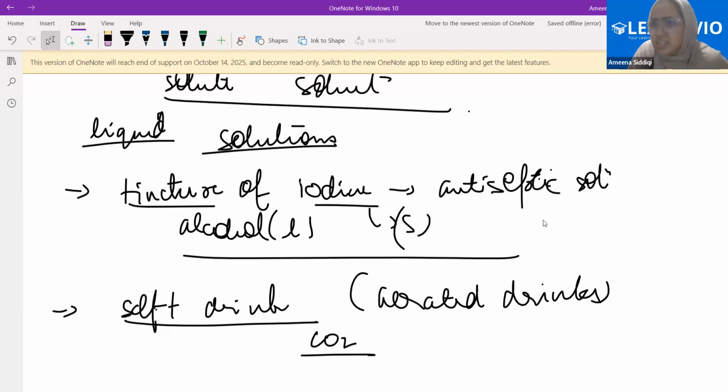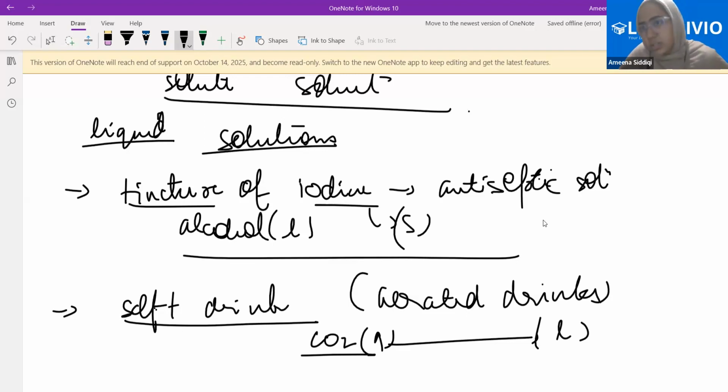Can I say it's a mixture? Yes, clearly it's a mixture. Carbon dioxide is a pure substance, the other liquid is a pure substance. We are mixing them together. But what is the state here? The carbon dioxide is in the gaseous form, and the solvent is in the liquid form. So we get a gas dissolved in the liquid. So carbon dioxide becomes the solute, the other liquid is the solvent. Is this clear? Yes, ma'am.